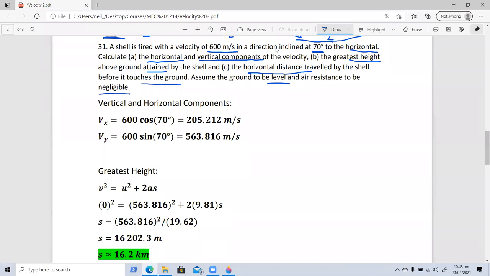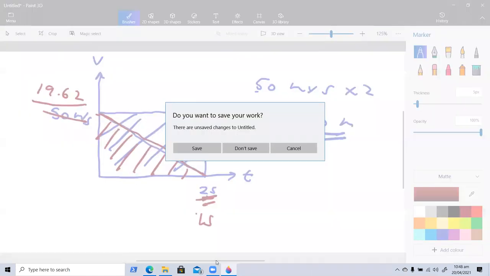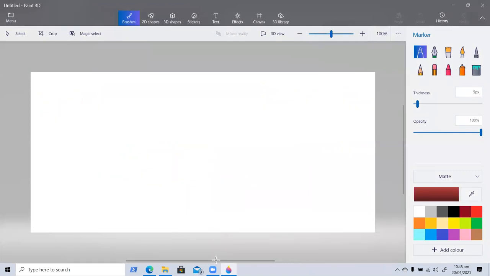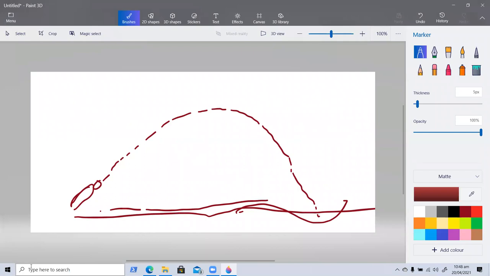Okay, so let's go through these two little things here. Assume the ground to be level. What that means is we don't want you thinking about something like a cannon shooting out a shell, with some kind of crater here that would affect the distance we calculate. So we assume the ground to be just level, straight across, with no crater depth or hill that would cause it to not reach this level ground.